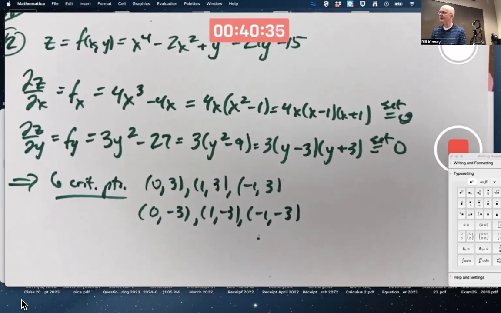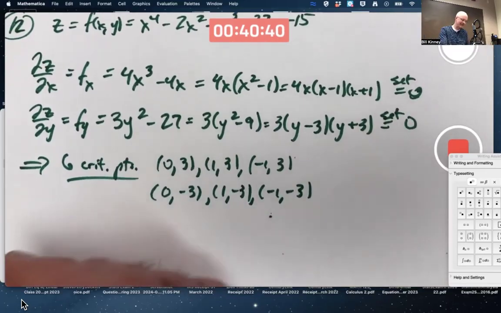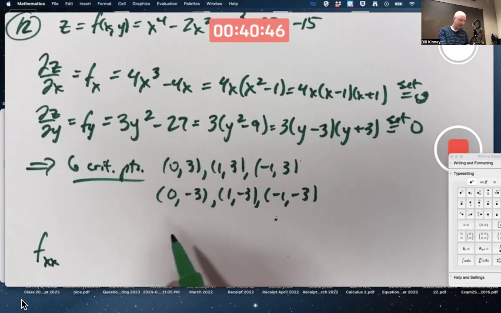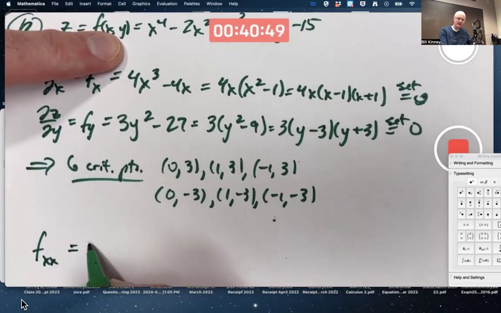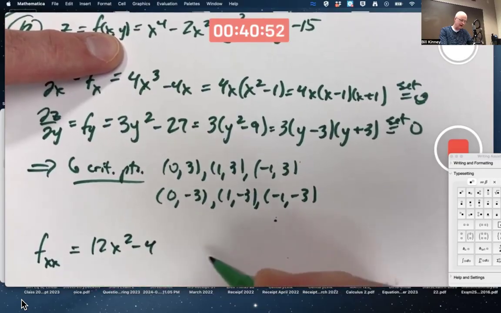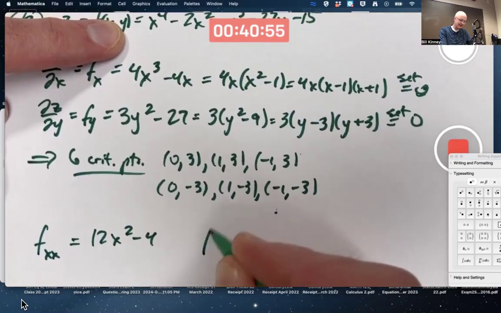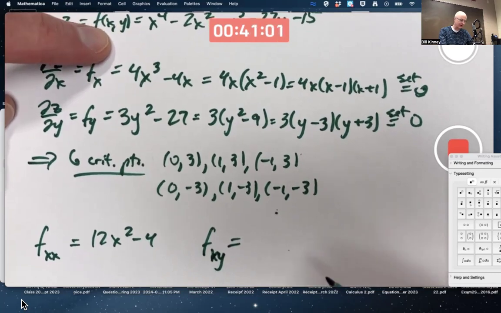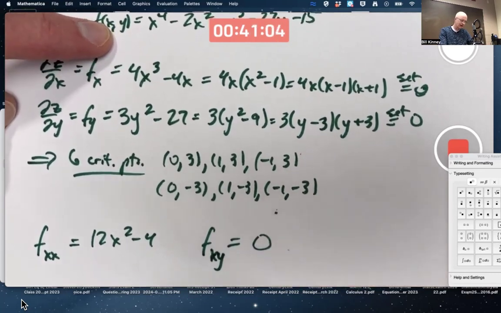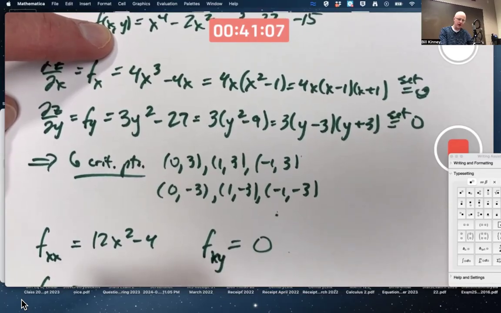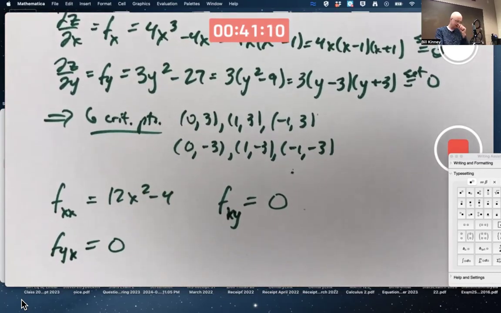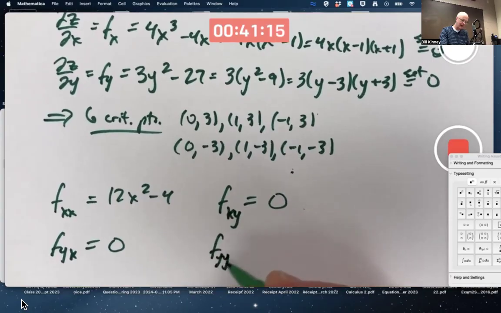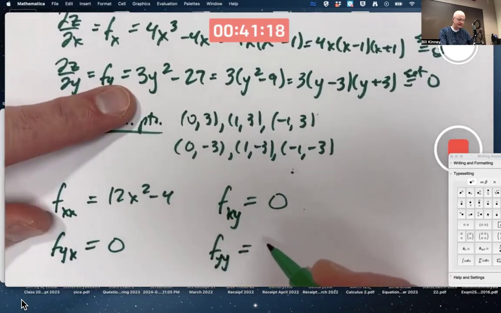Do I look at the sign of the second derivative? Sort of. You need to take second derivatives, but there's more than one of them. fxx is 12x squared minus 4. I'm going to put these in a certain pattern here. fxy, let's put that to the right of that. Differentiate this with respect to y, you get 0. fyx, the other mixed partial, it has to be the same thing. 0, and it is. And fyy, differentiate that, you'll get 6y.